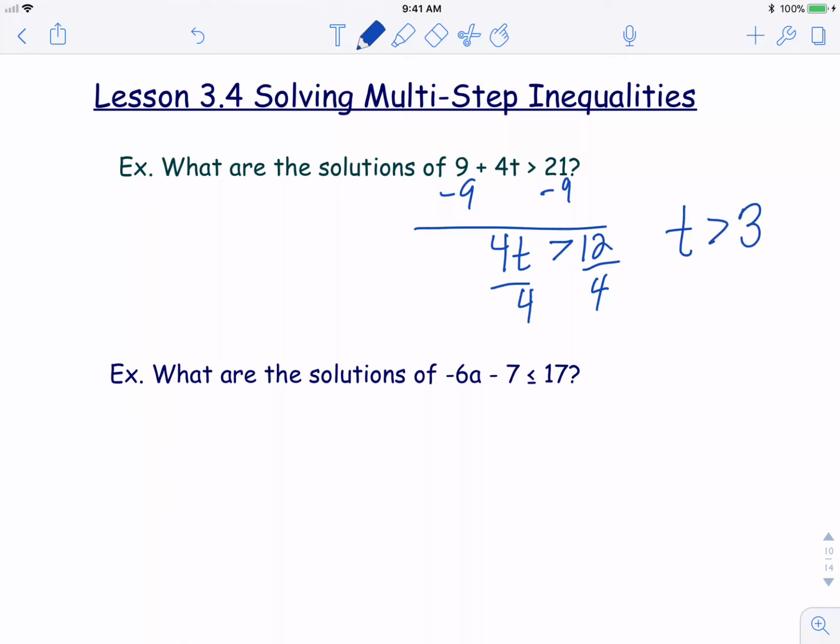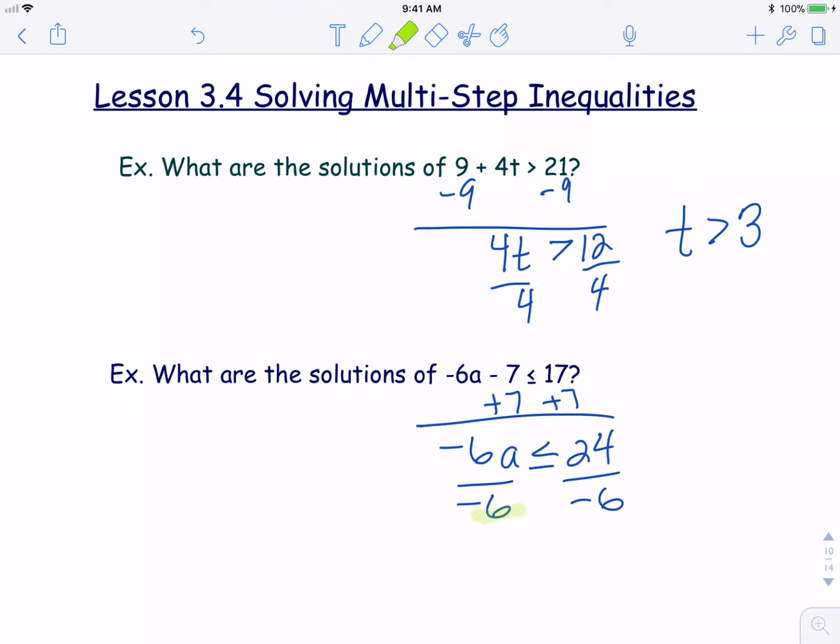In the next example, negative 6 and a are best friends, so I need to get rid of the minus 7 first by adding 7 to both sides. This leaves me with an inequality of negative 6a is less than or equal to 24. My last step is to divide both sides by a negative 6.